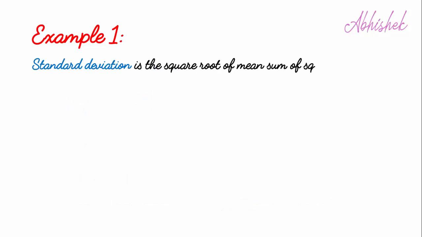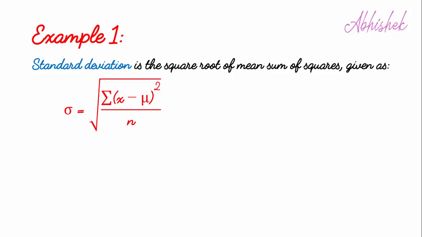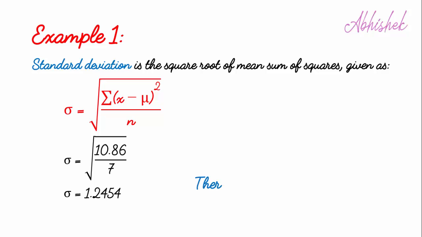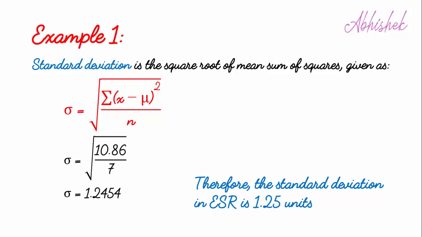The next step is to calculate standard deviation, and standard deviation is the square root of mean sum of squares. Therefore, we take the entire function and get the square root of it, and we would get the value to be 1.2454, and therefore the standard deviation is 1.25 units. Point to be noted is mean and standard deviation have the same units as x.